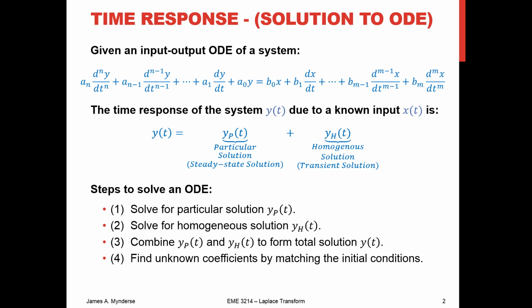So in our differential equations class, we learn how to solve these. And so we always have to choose some particular solution and solve for that one, and choose some homogeneous solution and solve for that one. And then we add them up and we find a total solution, which we call y of t. And then finally, we'll use our initial conditions, what happened at time 0, to figure out what the unknown coefficients were.